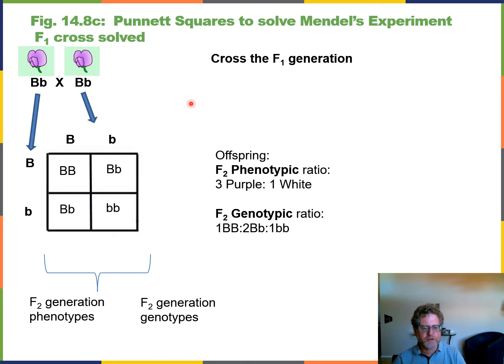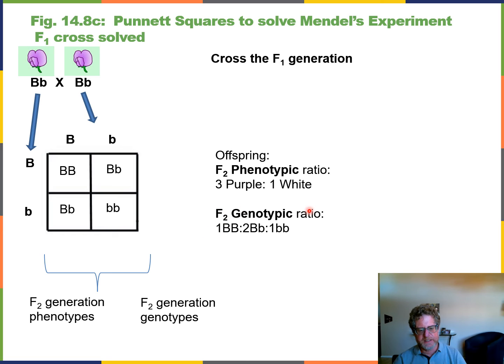Okay, so for the F1 cross, now you're crossing the offspring from the previous problem. 2 purple flowers, but now they're both big B, little b. So you separate the big B, little b in the sperm, you separate the big B, little b in the eggs, and then you bring them together. Big B across, big B down, big B across, little b down. Little b across, big B down, little b across, little b down. Then you count. Purple, purple, purple, white. 3 purple to 1 white is the phenotypic ratio in the F2 generation. When you cross the F1 plants, you get the next generation, the F2.